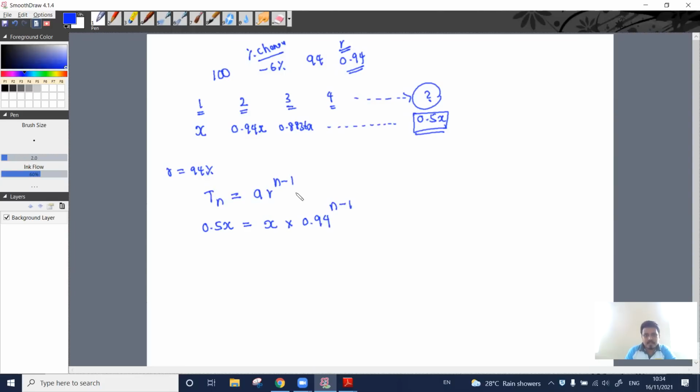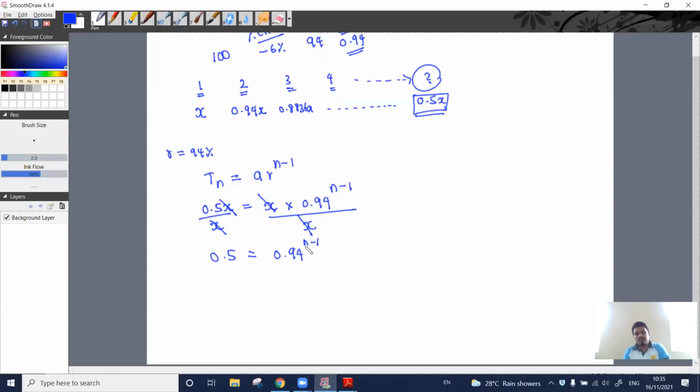Right. Then we can divide both these sides by x. So here x to x will get cancelled. Here also x to x will get cancelled. We will left with what? In the left hand side 0.5. In the right hand side 0.94 to the power n minus 1. Right? Now how can we find this one?